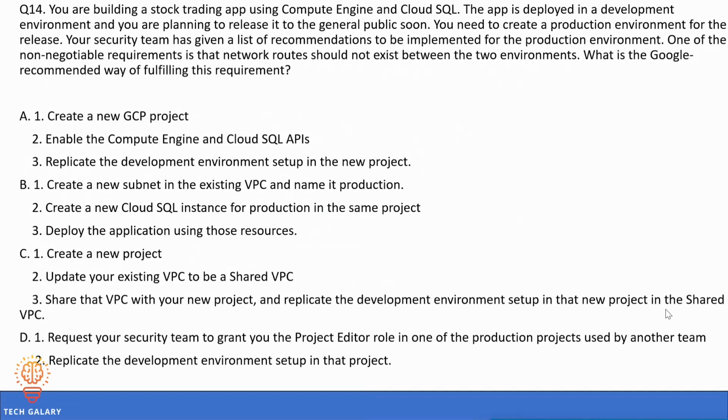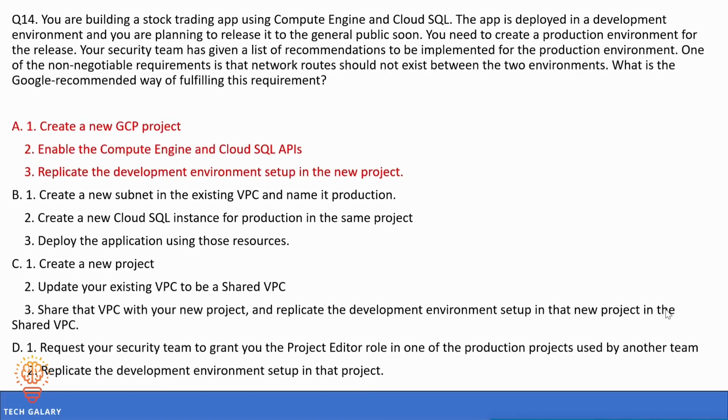So these are the options available, and the correct answer is option A. Create a new GCP project, enable the Compute Engine and Cloud SQL APIs, replicate the development environment setup in the new project. Now let's take a look at each of these options. Option B. Create a new subnet in the existing VPC and name it production.